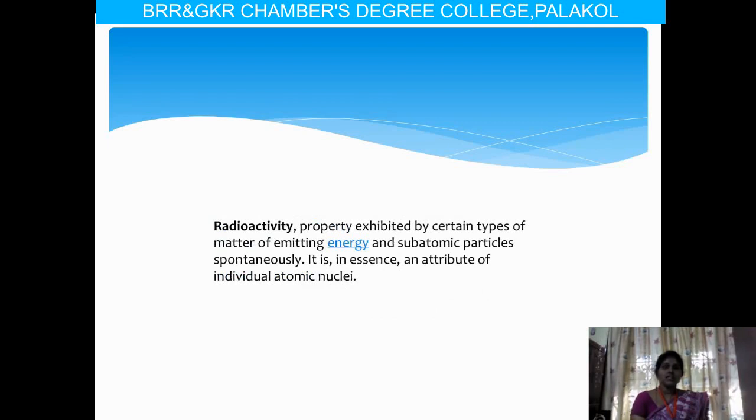Radioactivity is the property exhibited by certain types of elements or matter of emitting energy and subatomic particles spontaneously. It is in essence an attribute of the individual atomic nuclei. These are helpful to human beings in different ways, and if we use small amounts of these radioactive elements, we can get more benefit for our livelihoods.